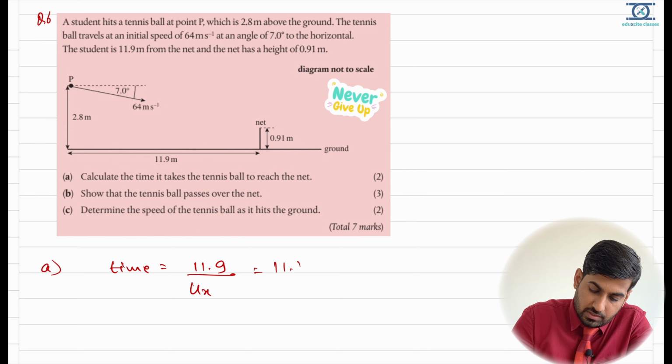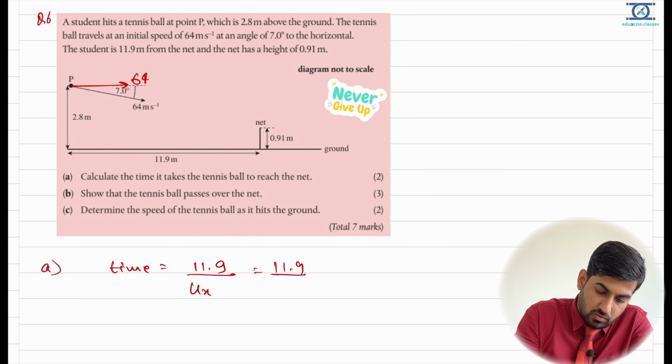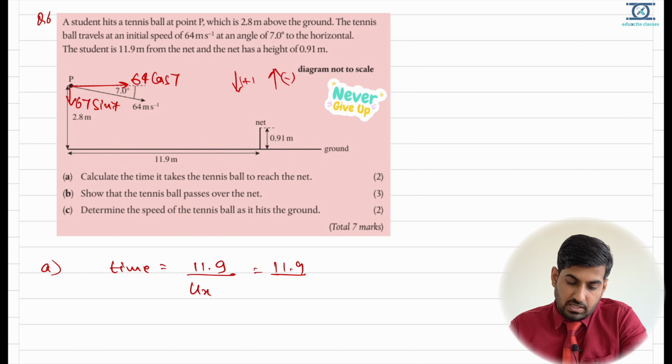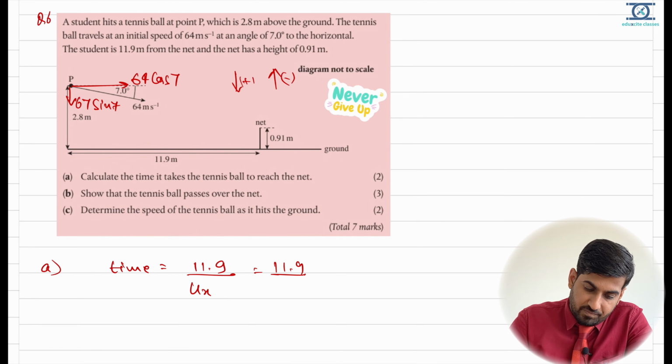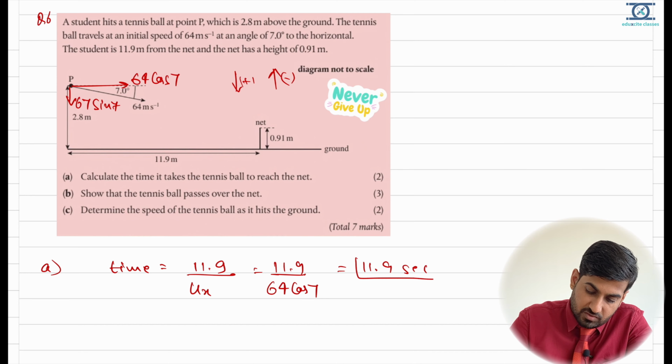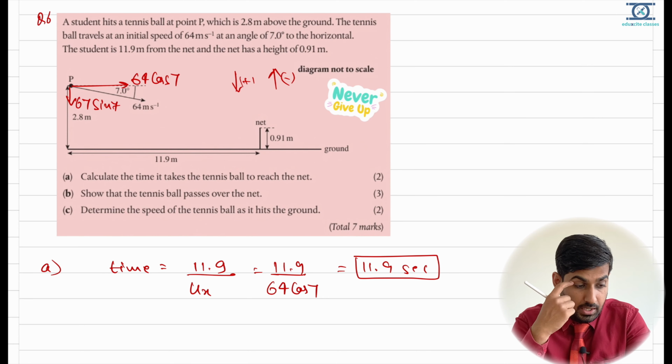So 11.9 over 64 cos 7, and the vertical component will be 64 sine 7. Here I am taking downward as positive and upward as negative, because almost all vector values are in the downward direction. So this will be 64 cos of 7. If you solve for this, you will get the answer for the first A part.